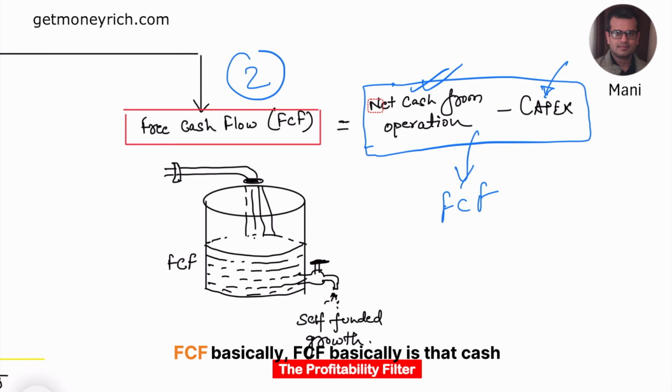What is FCF? FCF is basically the cash available to the company which it can use to expand or modernize its business. That's the way the business grows. The company should make enough profit. Out of that profit, it must have enough free cash available in its bank to expand its business and also to modernize it. A company which is able to expand and modernize its operations is a trademark of a multi-bagger business.